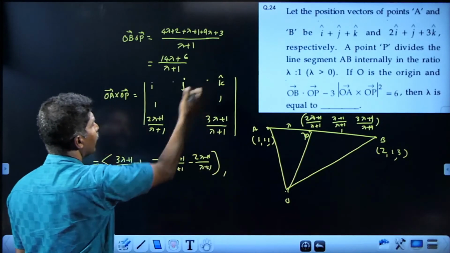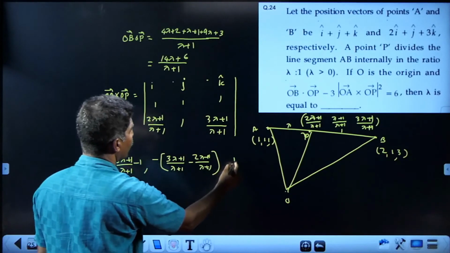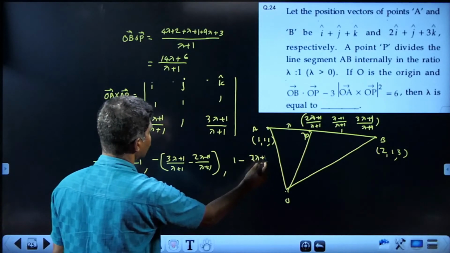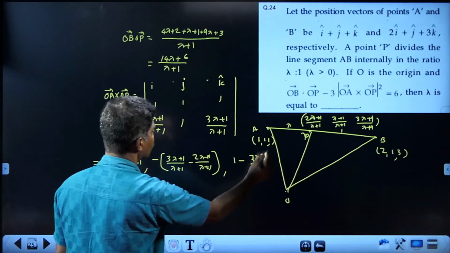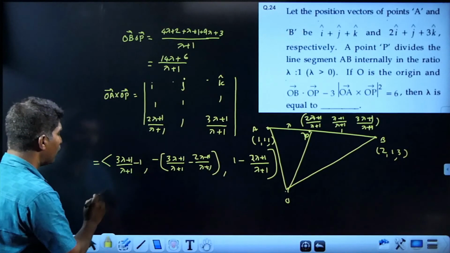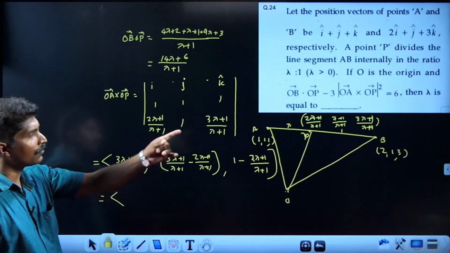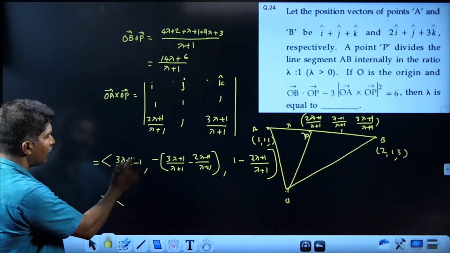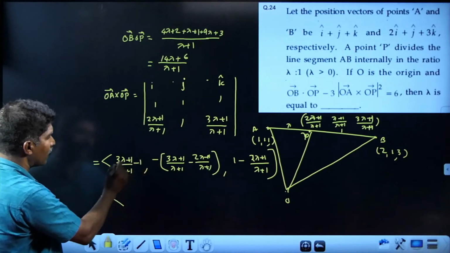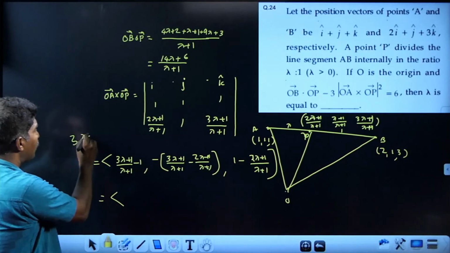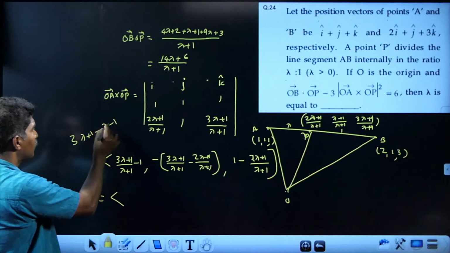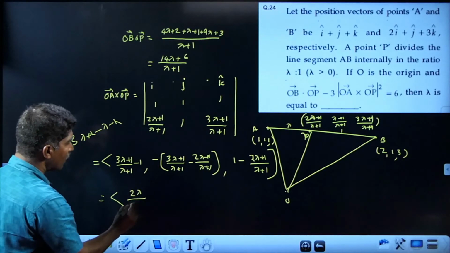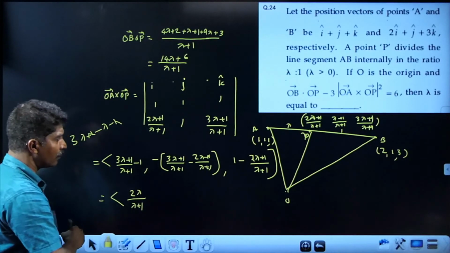Third one, k into plus of 1 minus lambda, 2 lambda plus 1 divided by lambda plus 1. On simplifying, you will be getting the direction ratios of that cross product. Here lambda, 2 lambda. So 1 cancels. It will be 3 lambda plus 1 minus lambda minus 1. So plus 1 minus 1 cancel. 3 lambda minus lambda, 2 lambda will be there. 2 lambda divided by lambda plus 1.